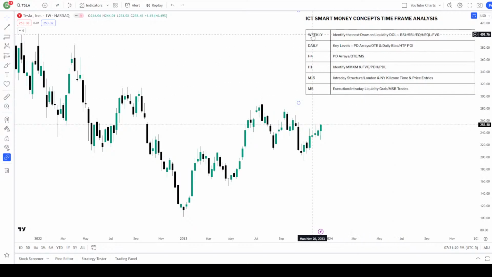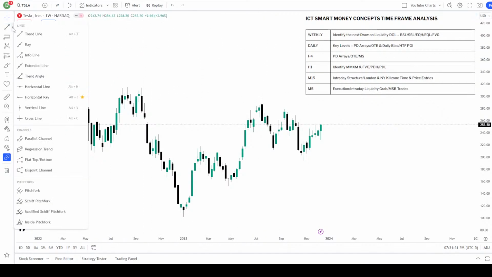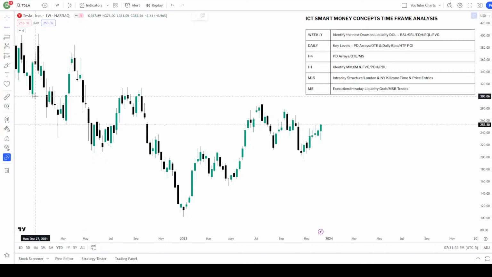So the first thing on the weekly time frame is to look at the next draw on liquidity, and we're going to look at those liquidity levels as buy side, sell side, equal highs, equal lows, and fair value gaps. So we're going to go over here and grab our tool. I use a horizontal ray. You could use a level, or you could use a trend line.